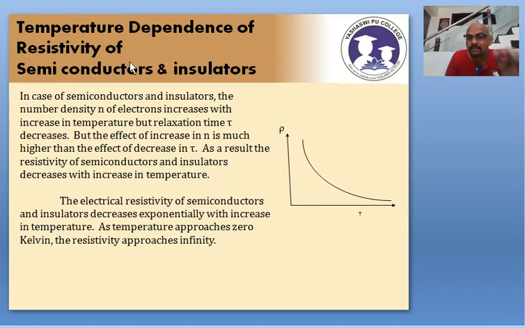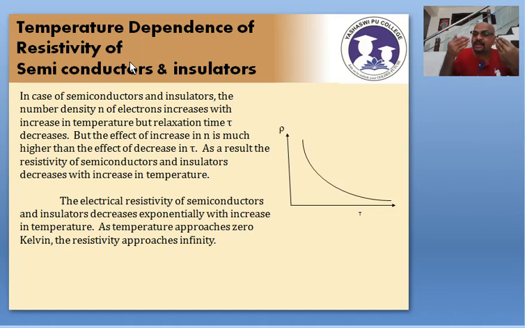Notice that in semiconductors and insulators, if you increase the temperature, the atoms will break. For example, in semiconductors, if you increase the temperature, electron hole pairs will break. Electron hole pairs are generated. Because of the generation of electron hole pairs, you are creating more charge carriers.